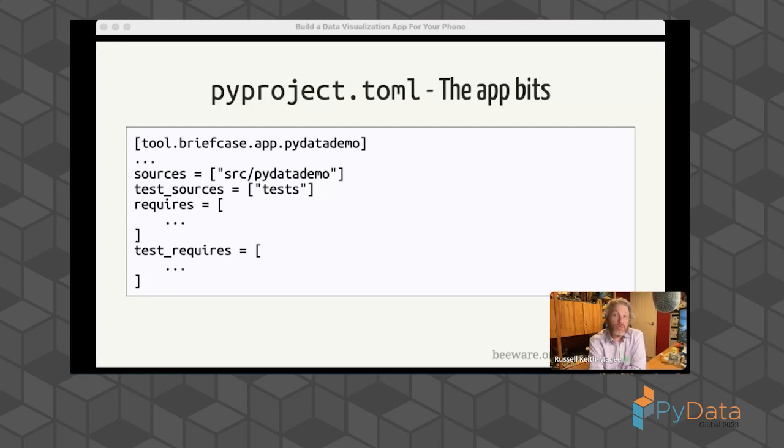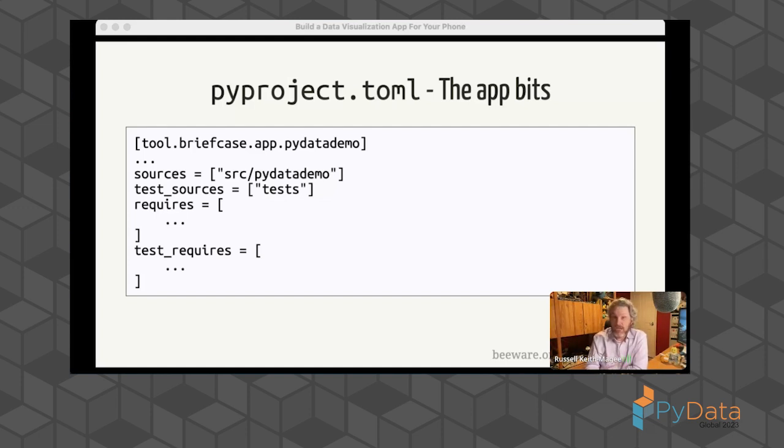Any code or resources in that folder will be copied into your app. It's a list, so if you specify multiple sources, they'll all be copied. The only requirement is that one of your source directories needs to match the name of your app, so PyData demo in this case. Requires defines the Python requirements for your app, again, as a list using the same format you'd use as an argument to pip install.